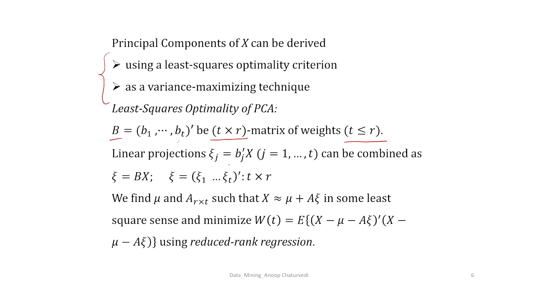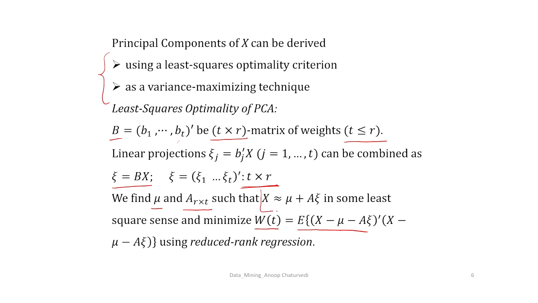Then linear projections psi j, that is B j transpose x for j equal to 1 to t, can be combined as psi equal to B x, where psi is equal to psi 1, psi 2, so on psi t, then we take transpose of this. So, this is T cross R matrix. Then your problem is to find mu and A, which is R cross T matrix, such that x is approximately equal to mu plus A psi in some least square sense. That is, we want to select mu and A in such a manner that Wt equal to expectation of x minus mu minus A psi transpose x minus mu minus A psi is minimum.